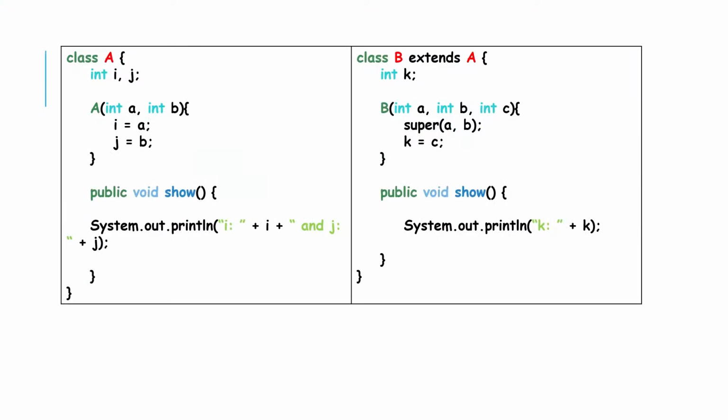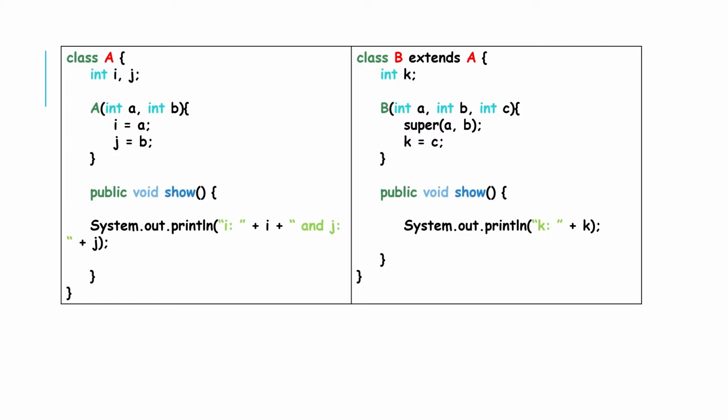Let us take an example and consider two classes A and B, where A is a superclass and B is a subclass. A has two members i and j, and B has a variable k. A provides a constructor which sets the value of i and j, and a show method which prints the value of i and j. Similarly, B has a method show. So as you can see, both of them have the same method and their type signatures also match.